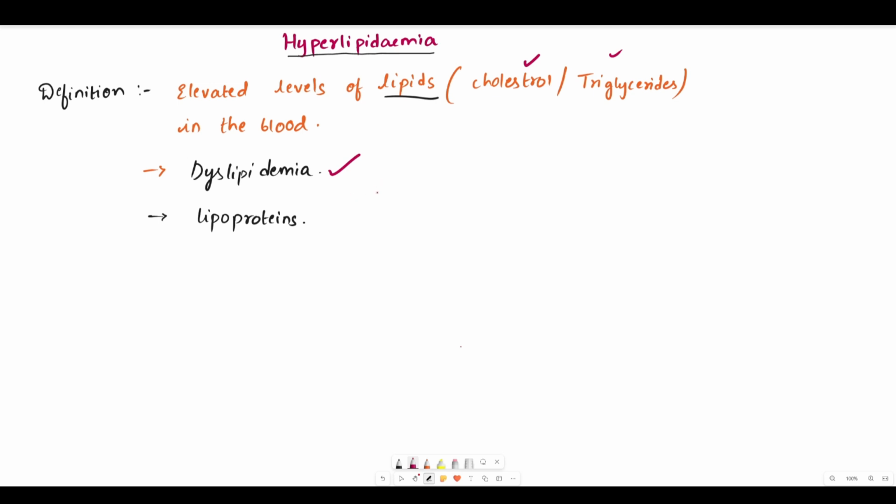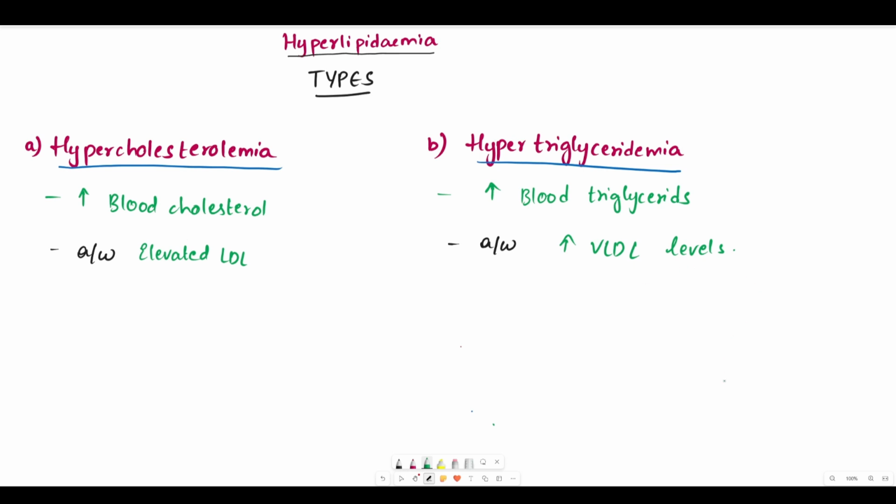Usually what happens? These lipids are insoluble. As they are insoluble in the blood, they circulate by attaching to proteins. Those proteins are called lipoproteins. Coming back to the types of hyperlipidemia, there are two main types. One is hypercholesteremia and the second one is hypertriglyceridemia.